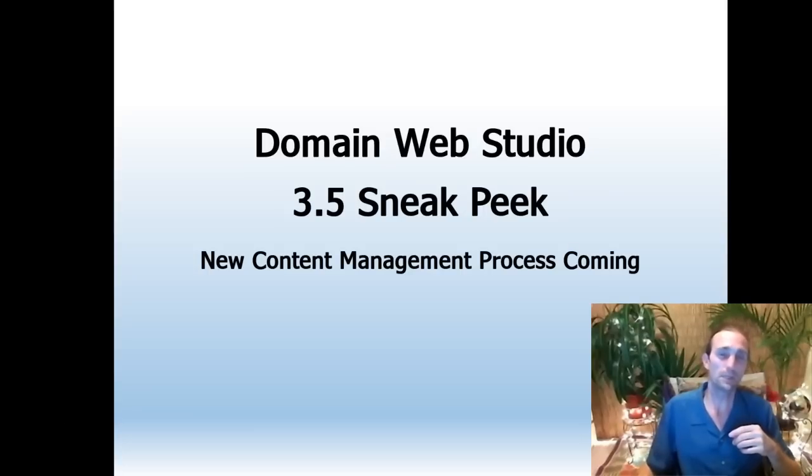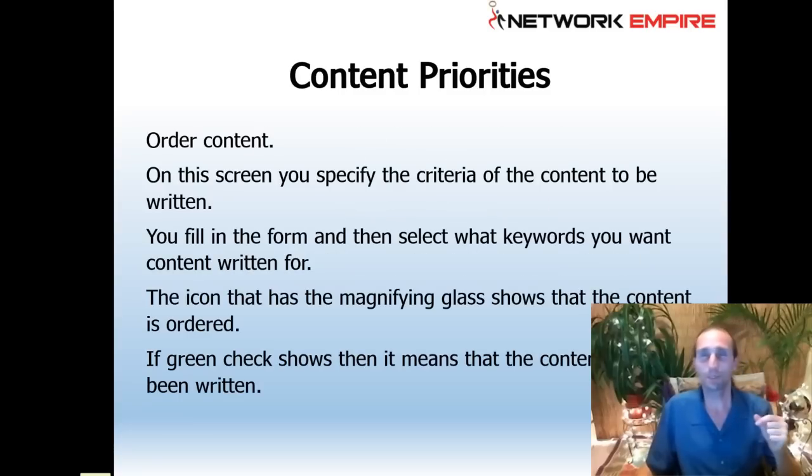This video is just to show you the sneak peek of 3.5, and I get so much content from my team giving me updates that I have to choose and pick and curate the items that come through. The things that are going to change are the content priorities. On this screen, you'll specify the criteria of the content to be written. You'll fill out the form and select what keywords you want the content written for. You're going to outsource this to your writing staff.